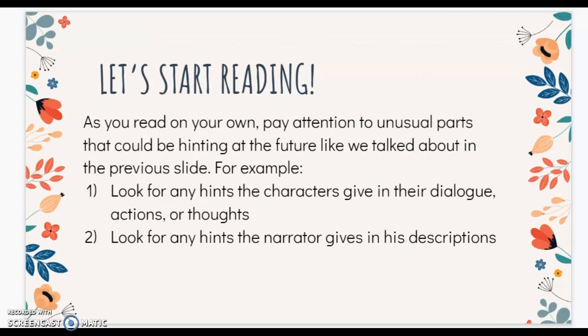Let's start reading. I want you to pause the video and read the entire part 2 of Lamb to the Slaughter on your own. It is easier to understand foreshadowing when you know how the story ends. So, as you read on your own, pay attention to unusual parts that could be hinting at the future, like we talked about in the previous slide. For example, look for any hints the characters give in their dialogue, actions, or thoughts. Look for any hints the narrator gives in his descriptions.